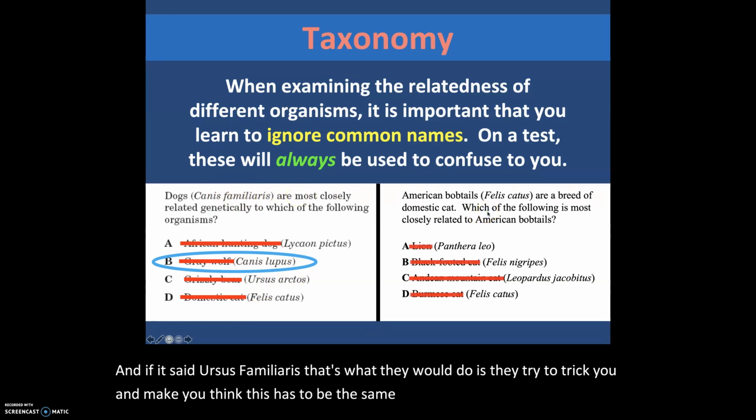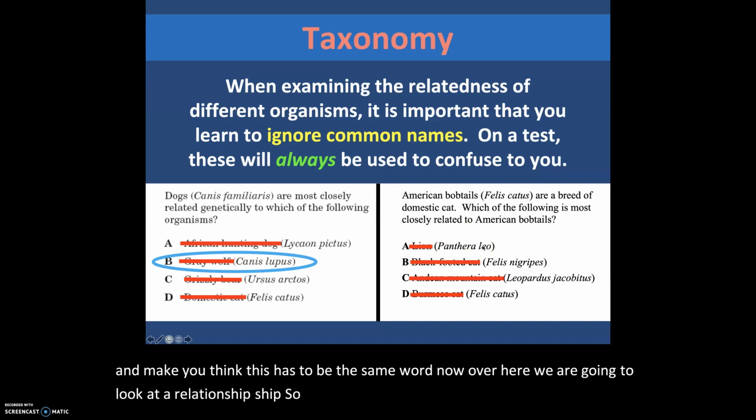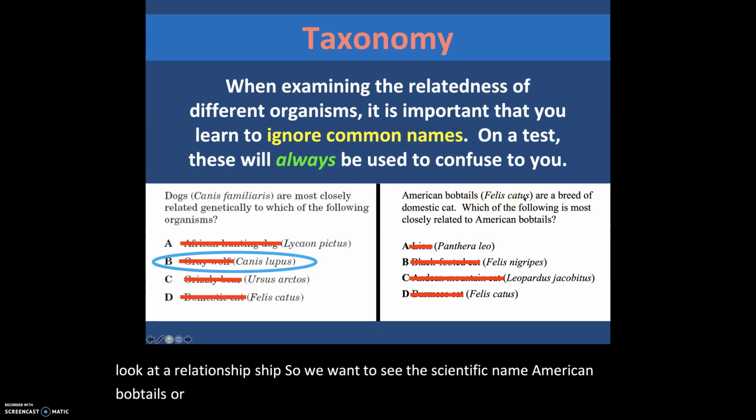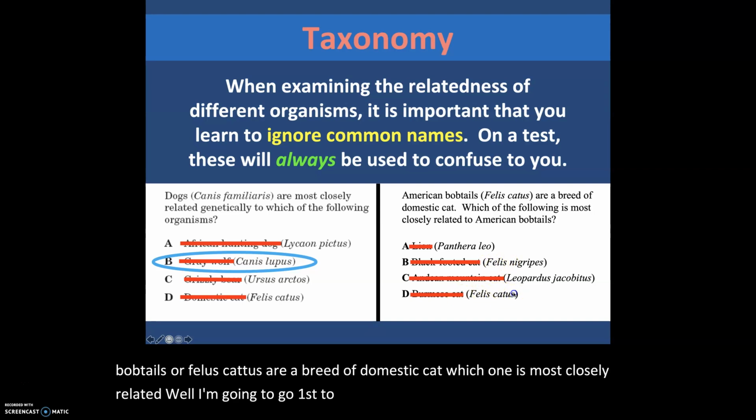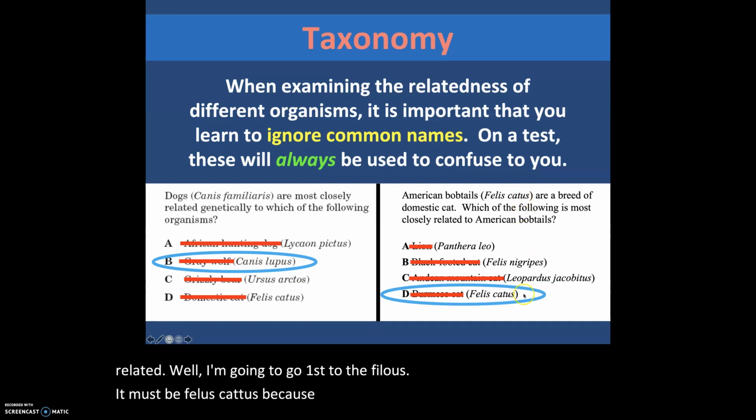Now over here, we are going to look at a relationship. So we want to see the scientific name. American bobtails, or Felis catus, are a breed of domestic cat. Which one is most closely related? Well, I'm going to go first to the Felis. It must be Felis catus, because you cannot get more closely related than the exact same thing.